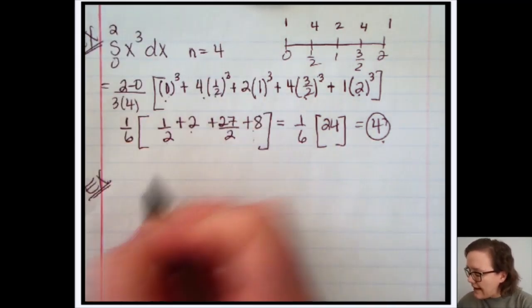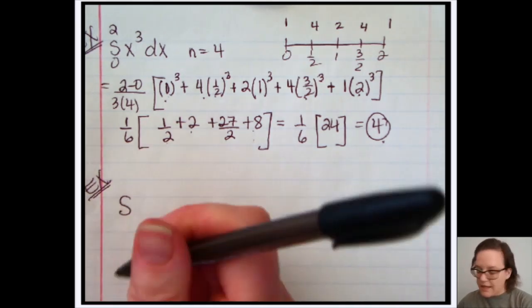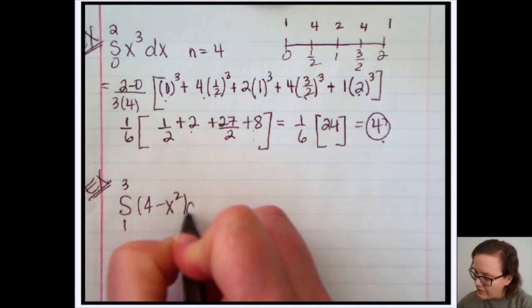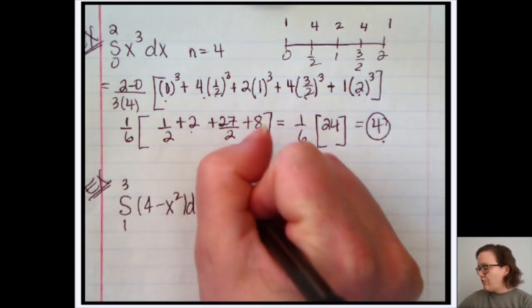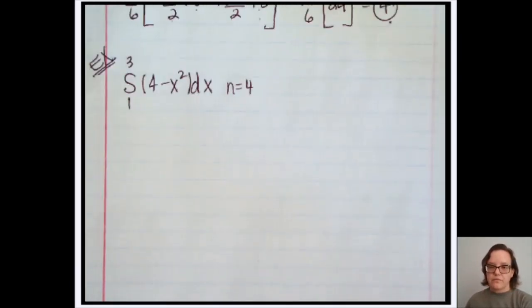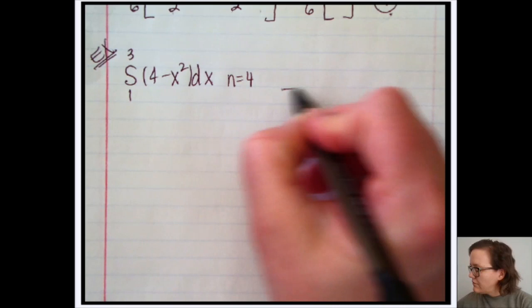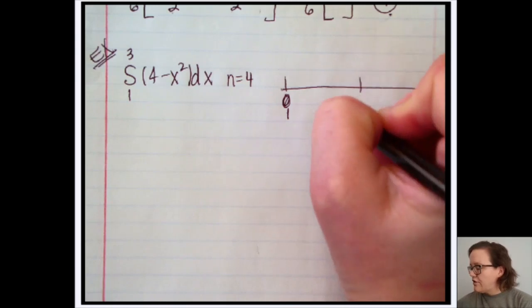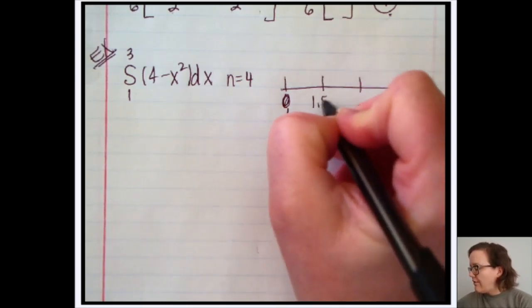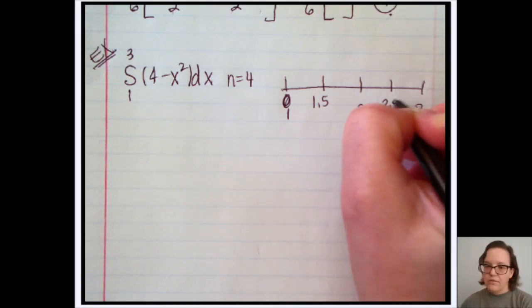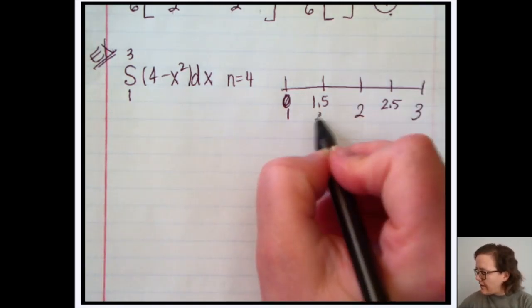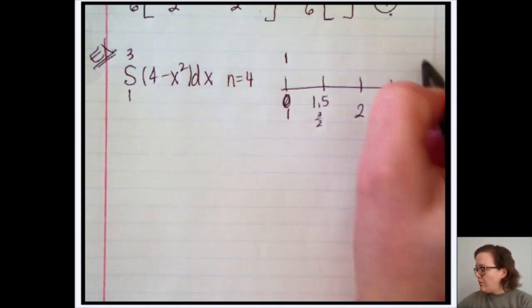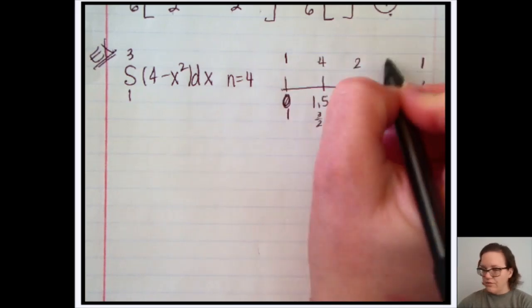And then finally, the last one we did as an example on Monday was from 1 to 3 of 4 minus x squared. Okay. And again, let's do n equals 4. Okay, oops. So from 1 to 3, cut it in half at 2, cut it in half at 1 1/2, and then 2 1/2. Or this is 3 halves and, just kidding, 5 halves. Okay. So we need a 1, a 4, 2, 4, 1.